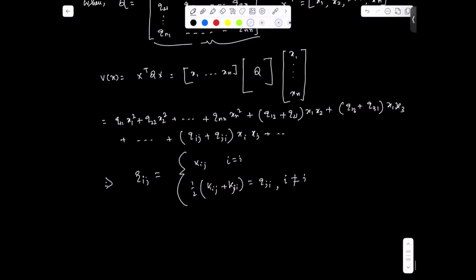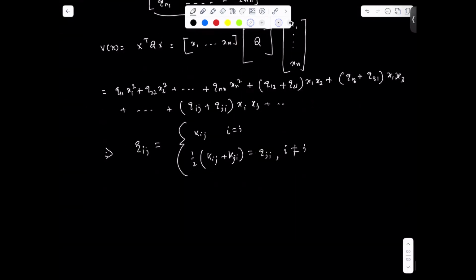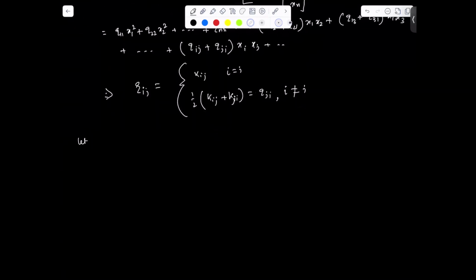So now, how we can extend this concept for an example? So I hope this theory is clear. Now let V(x) be some function: x1 square plus 2x2 square plus 2x1x2 plus x2x3 and plus 2x1x3.